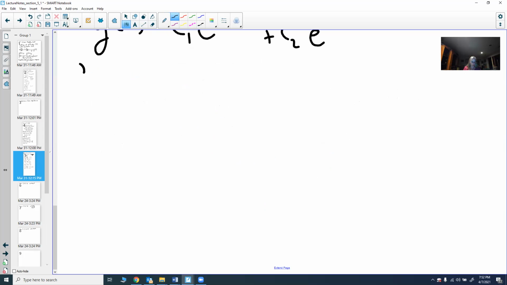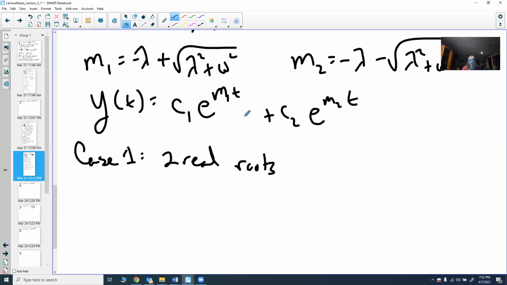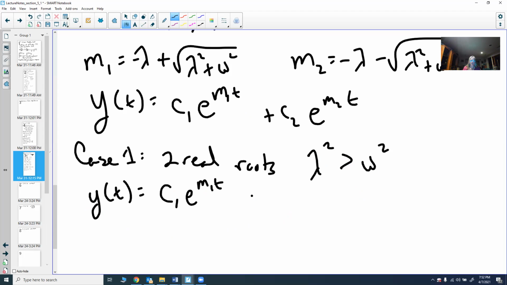Let's look at case 1. And case 1 would be that we have 2 real solutions, 2 real roots. Well, to have 2 real roots, that means that the thing under the square root has to be positive. So that means that lambda squared has to be greater than omega squared. All right, so that would get me y of t would be c1 e to the m1t plus c2 e to the m2t, because they're 2 real roots, it all works out beautifully.